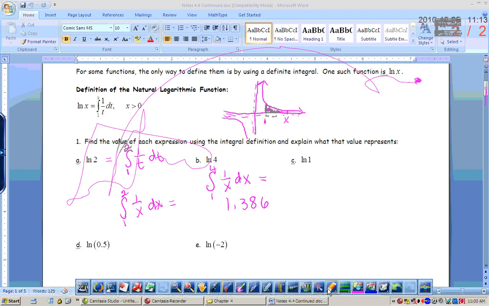I'm not going to ask you on a test what the natural log of 4 is, but I'm just using this to lead into the rest of the lesson.